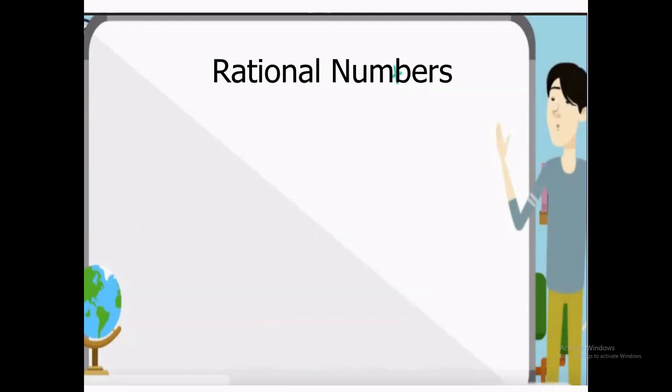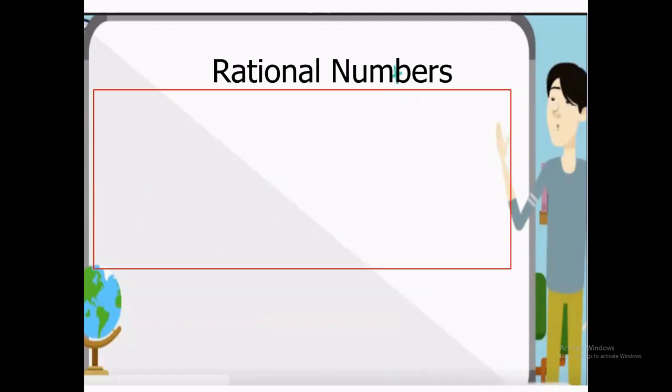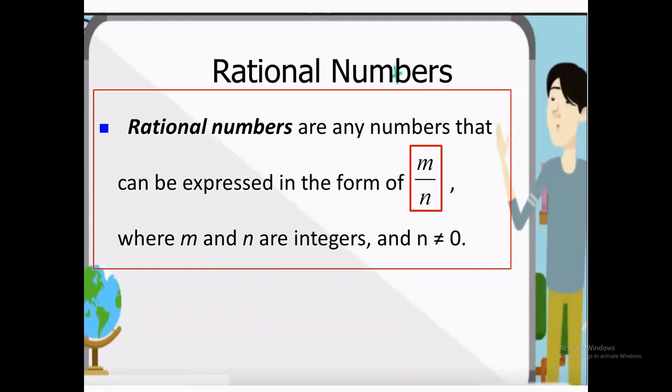Rational numbers. Rational numbers are any numbers that can be expressed in the form m over n, or in a ratio form, where m and n are integers and n is not equal to 0. Okay, so as you can remember, real numbers are composed of rational numbers and irrational numbers. So if n is equal to 0, it can be an imaginary number.